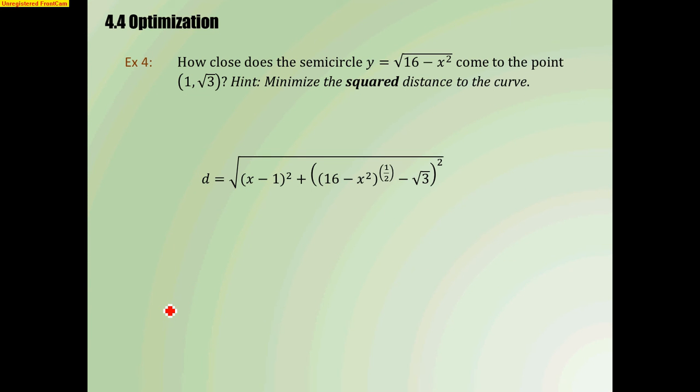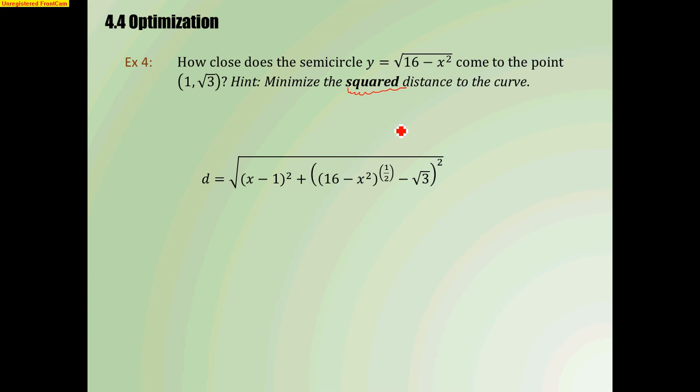So that handout that I gave you, with the examples in it, I went through 1, 2, and 3 in the last video. So here is 4. How close does the semicircle y equals the square root of 16 minus x squared come to the point 1 comma root 3? And they've given me a hint to minimize not the distance, but the squared distance to the curve. That's something you wouldn't think of, nor would I, the first time I did problems like this.